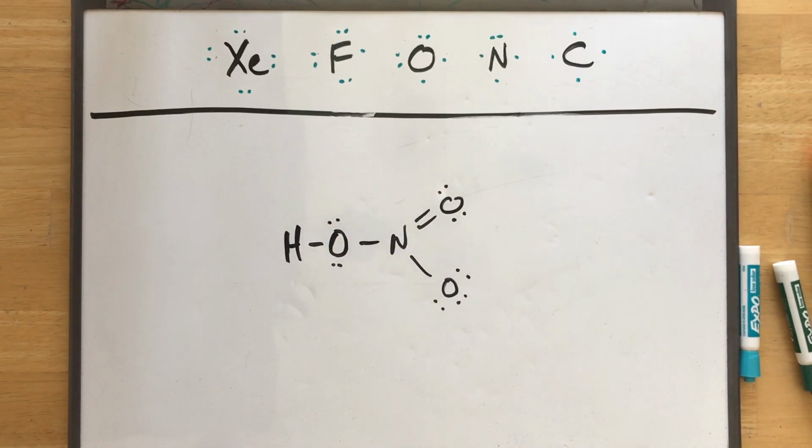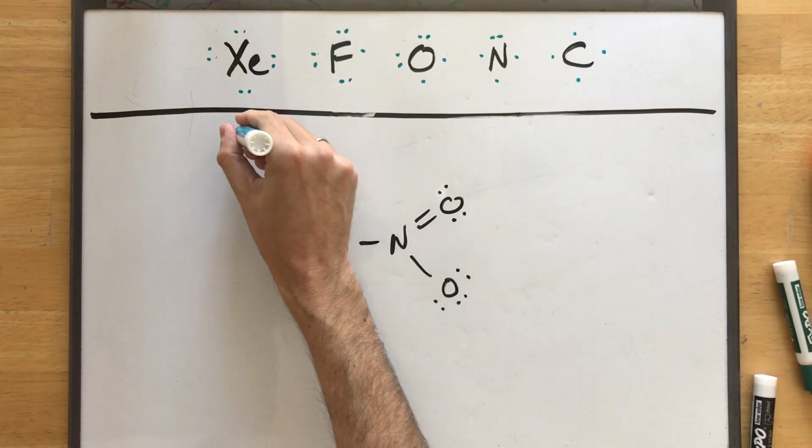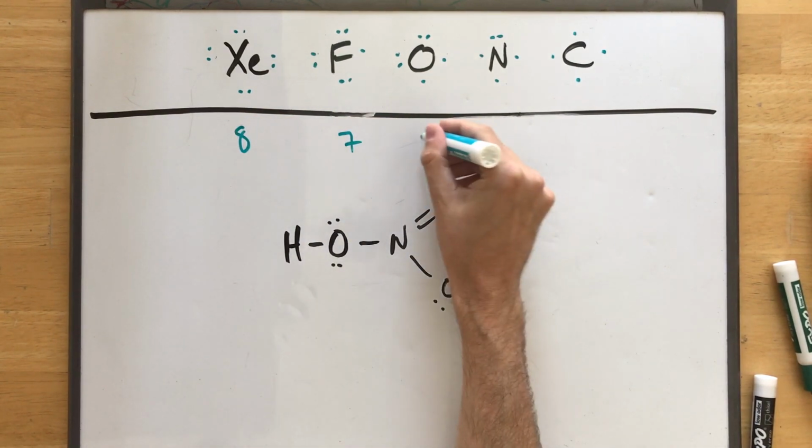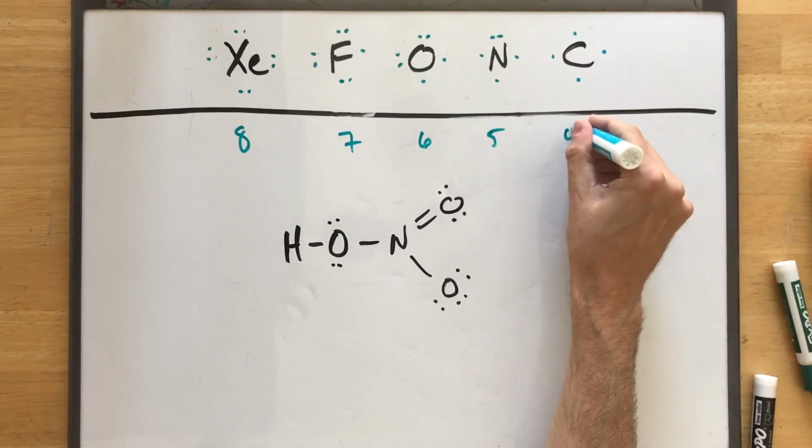Okay, I think I got everything. Let's say we're dealing with this structure. Let's say we didn't have to draw it, and our professor just gave it to us. I'm going to write these numbers up here so we can remember: this obviously was 8, 7, 6, 5, 4.